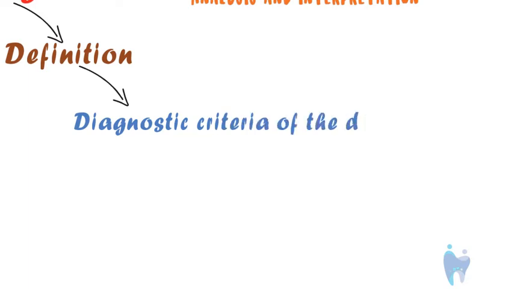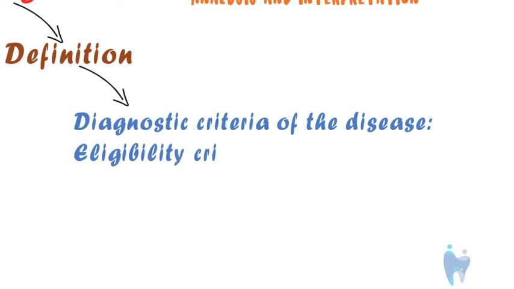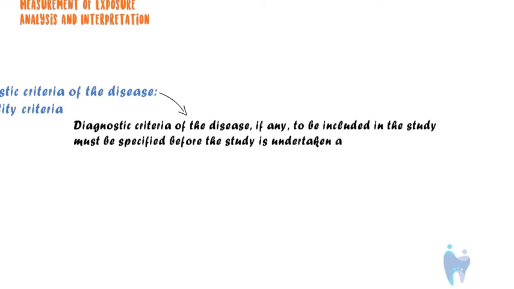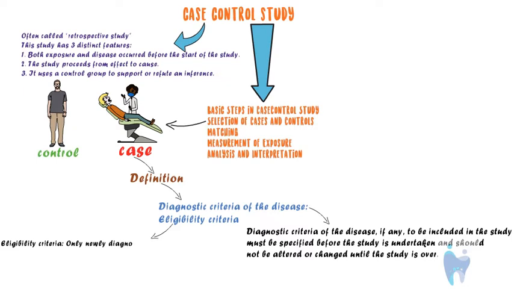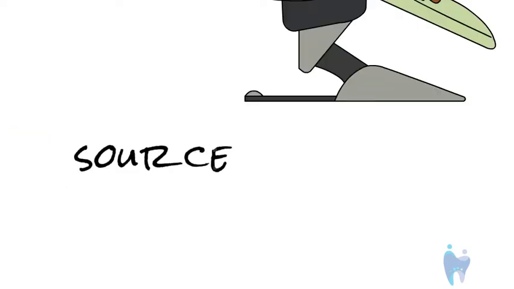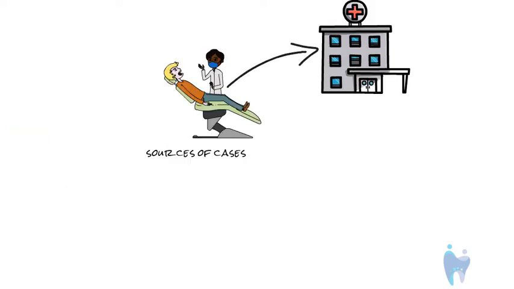Definition of a case requires two criteria. Diagnostic criteria of the disease. Eligibility criteria. Diagnostic criteria of the disease, if any, to be included in the study must be specified before the study is undertaken and should not be altered or changed until the study is over. Eligibility criteria. Only newly diagnosed cases within a specified period of time are eligible rather than old cases or cases in advanced stages of disease.